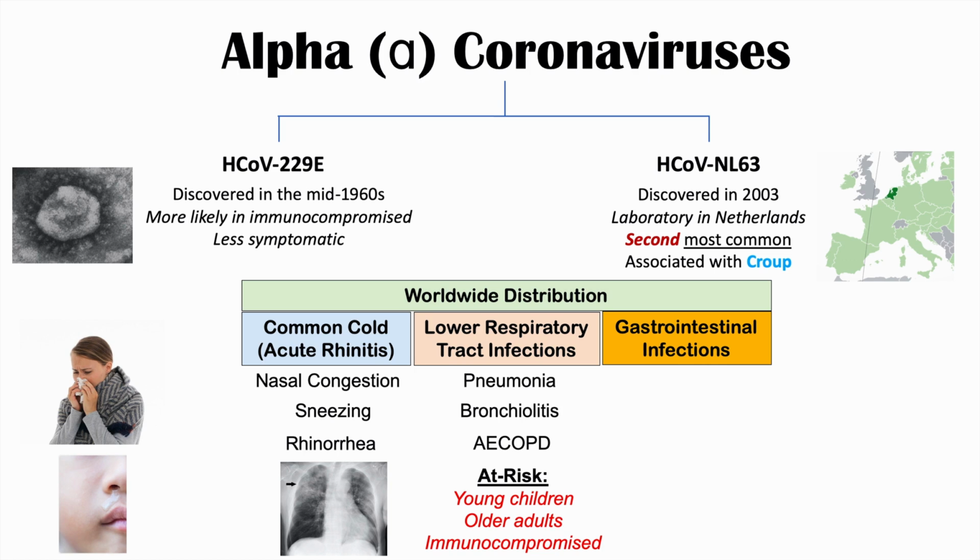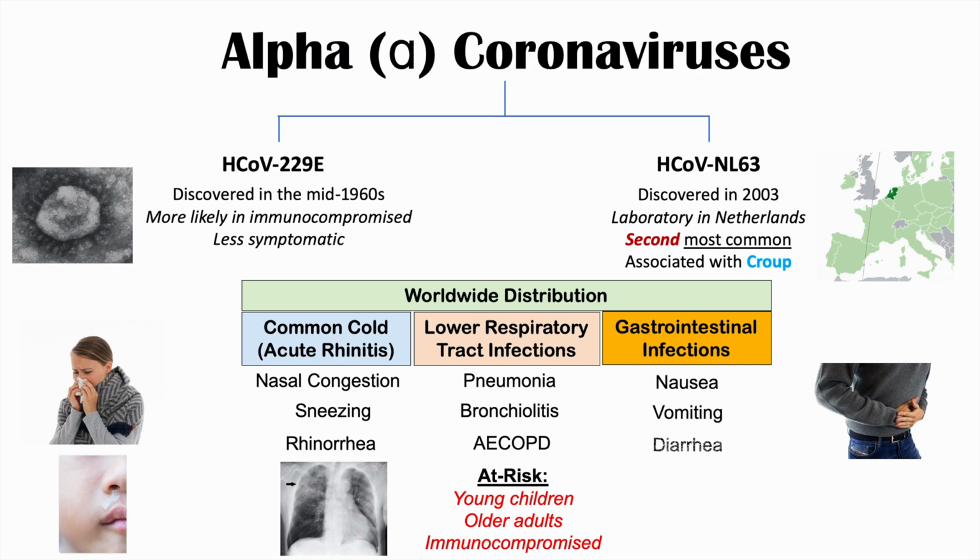And the third set of symptoms that these alpha coronaviruses cause are gastrointestinal symptoms. Some of these include nausea, vomiting, and diarrhea. These may be a cause of some acute viral gastroenteritis. It's still not entirely clear though.